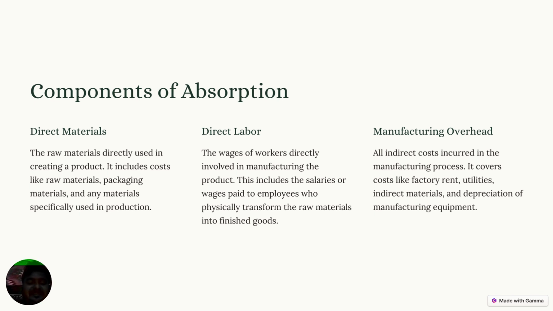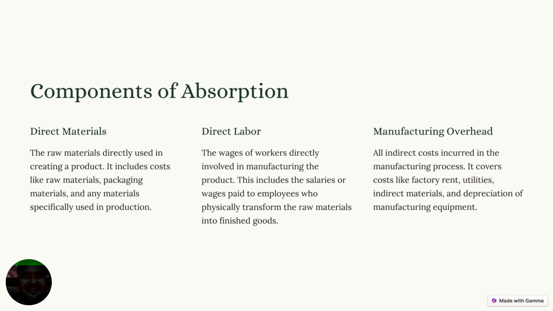The next is components of absorption costing. There are three main components: direct material, direct labor, and manufacturing overheads. The first is direct material. Direct material is basically raw material that is directly used in creating a product, and it includes costs like raw material and packaging that are used directly in the production method.